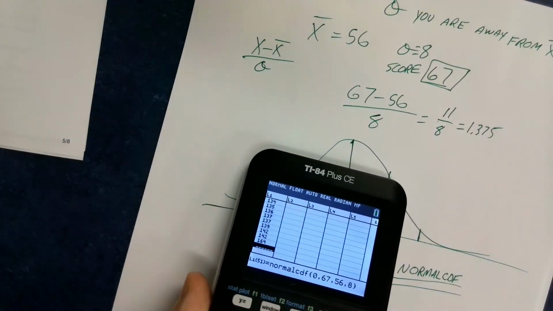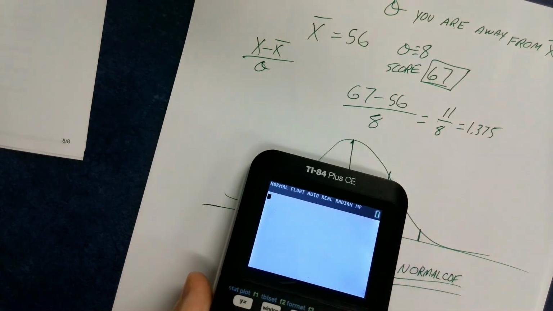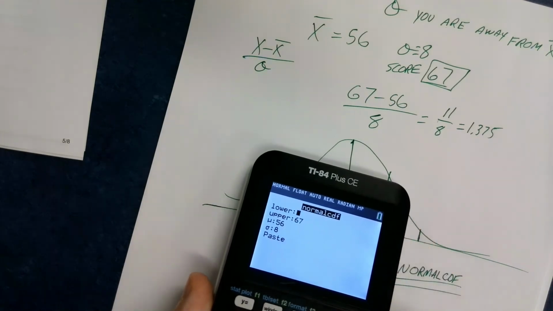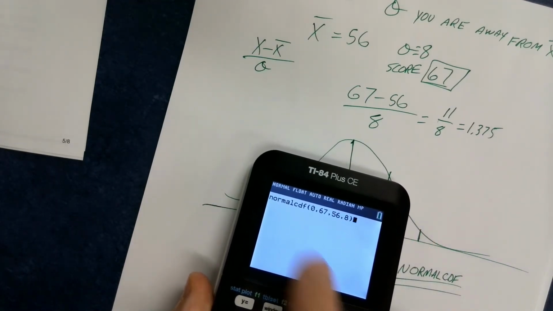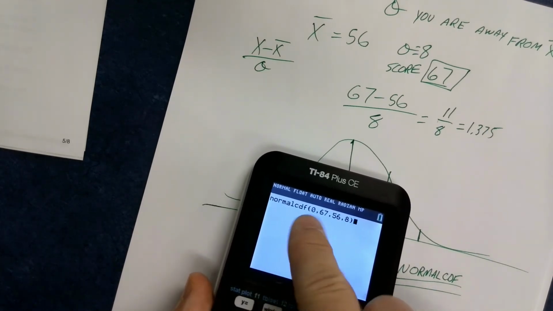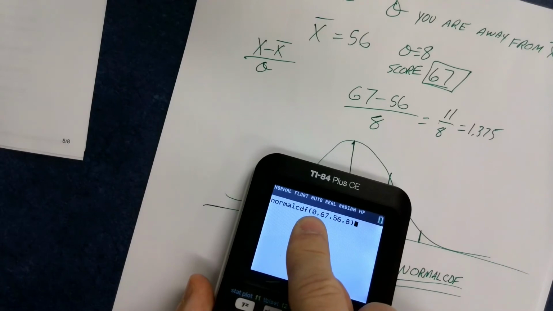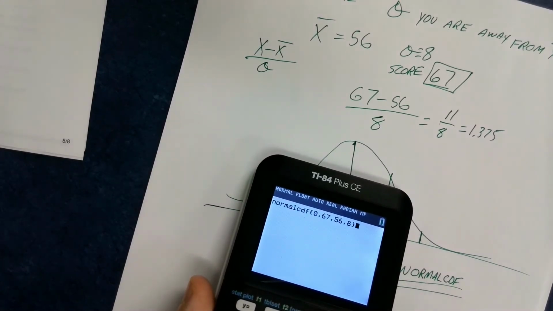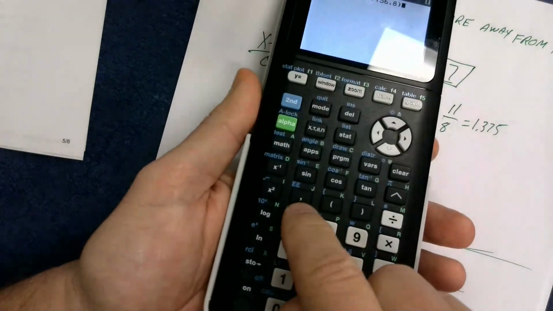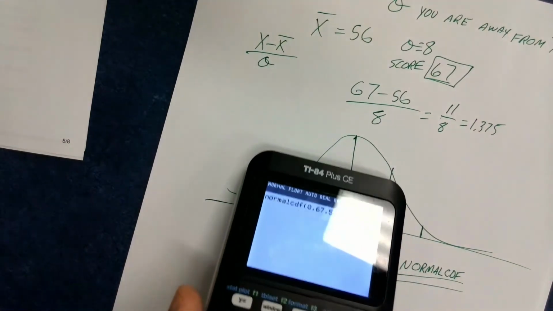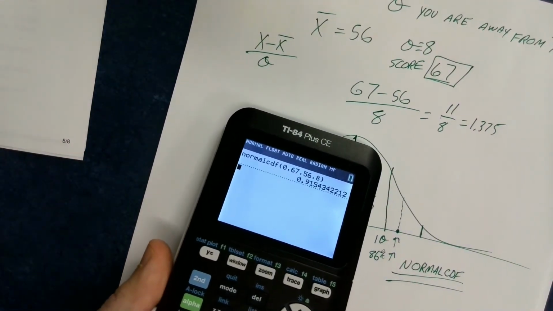And paste that. Oh, sorry, I did that on my home screen. That was bad. So second vars, normal CDF, 0, 67, 56, 8, paste. Now it's on my home screen. So for anybody who's just typing this in on the old calculator, when it says normal CDF in parentheses, lower bound, comma, upper bound, comma, mean, comma, standard deviation. Those are the things that have to go in. Your comma, again, is right above the 7 key, and those are your parentheses. Okay? So I'm going to hit enter.